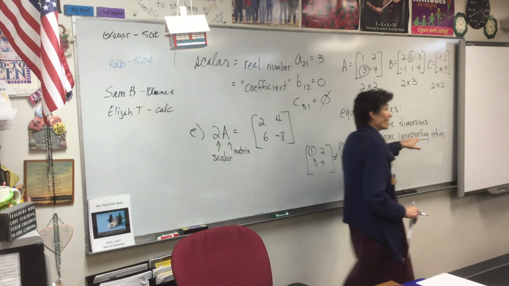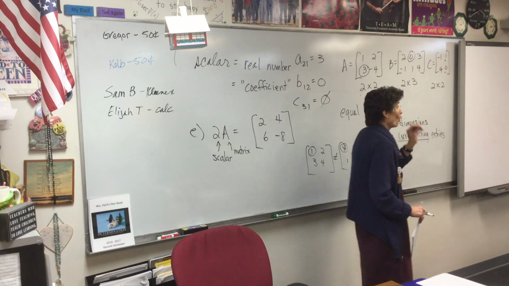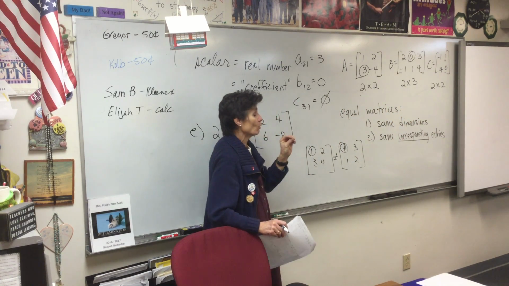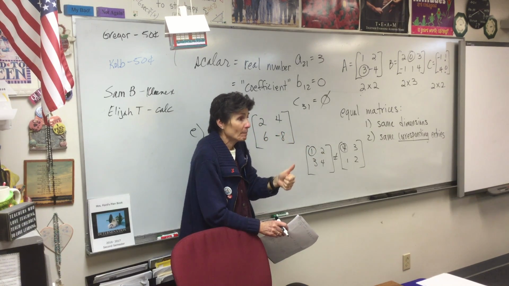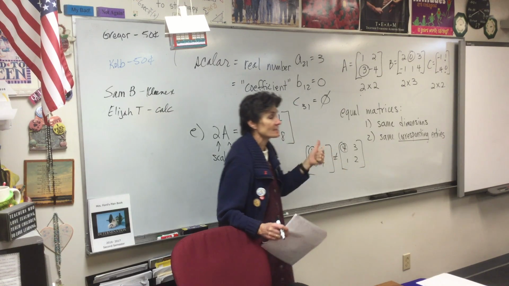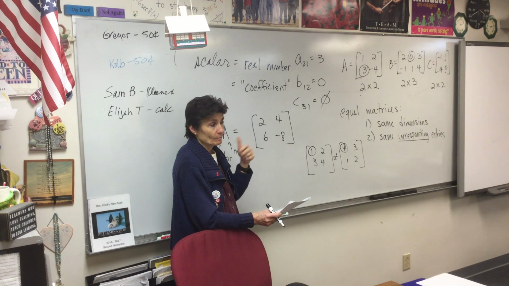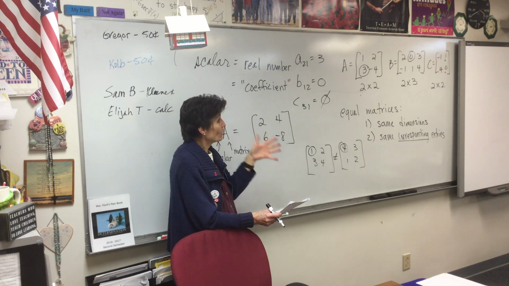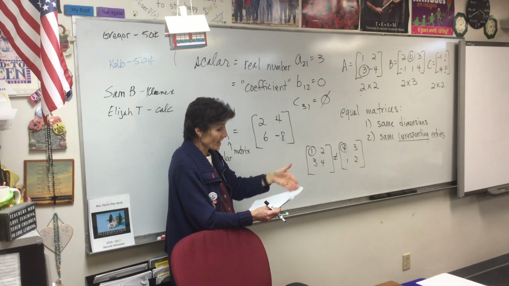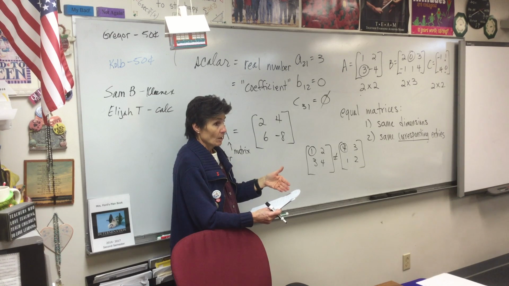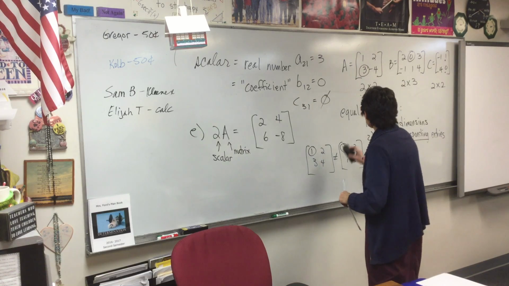If you leave this word out, you're wrong. So make sure you highlight that word, corresponding. To be equal, you have to have the same dimensions, same size, and you have to have the same numbers in the same places, the same corresponding entries. We good on definitions? This test will have a definition section where you have to write in some definitions. So here they are, the ones you need to know. Okay? All right, so we've done A and B. We're ready for problem C.